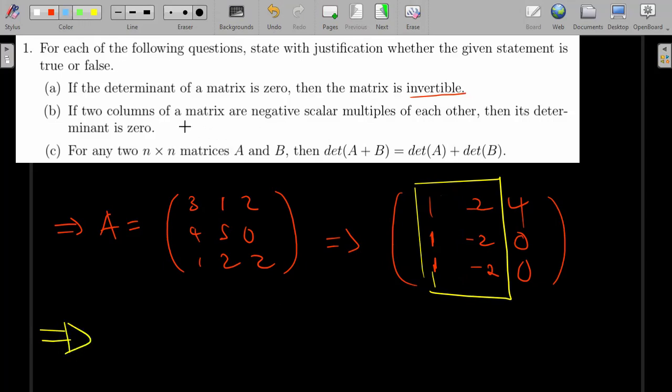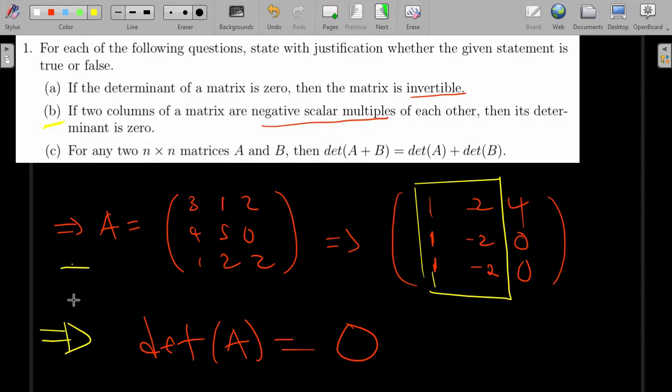Or you can look at it from this perspective. Since they have said two columns are negative scalar multiples of each other, what does it mean to be a scalar multiple? It means those two columns are linearly dependent, so one of the columns depends on the other one. Then one of those columns will collapse to 0, 0, 0, 0. If we have one column with all zeros, then the determinant of that matrix will simply be 0. So we're going to say this statement on B is actually true.